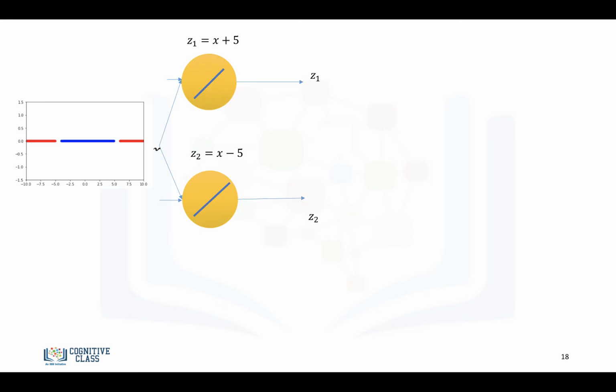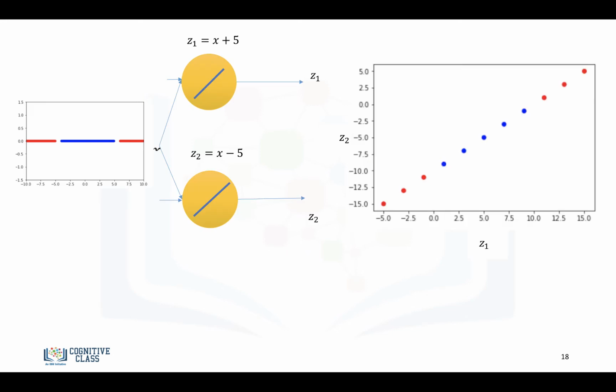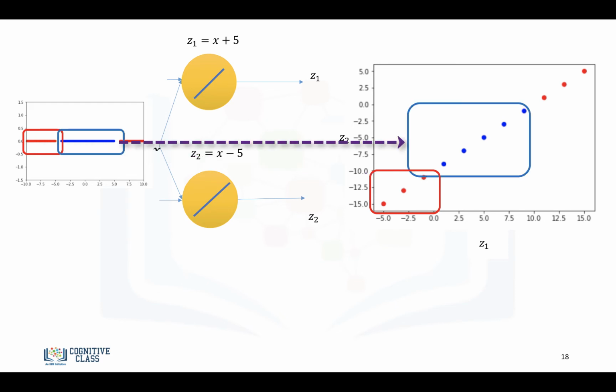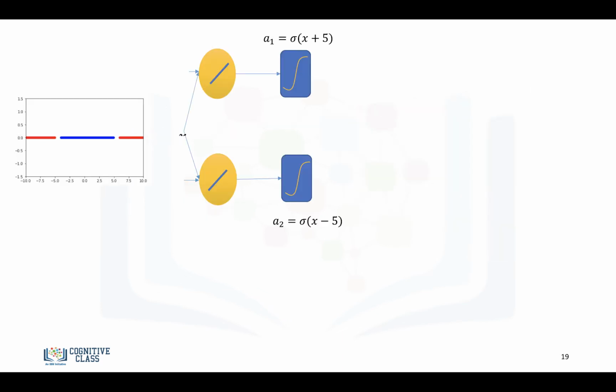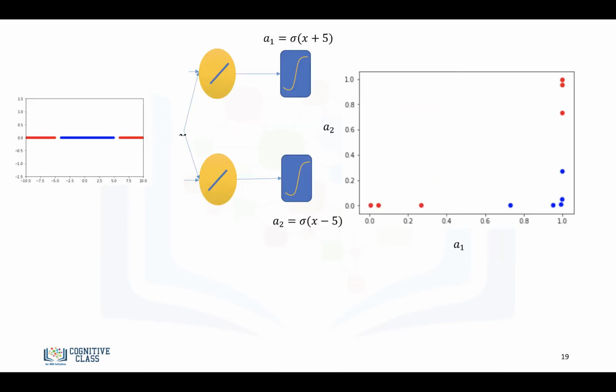So let's see the output of the linear units. So we have the linear units, and we'll map it to Z1 and Z2, and we can plot them out in the 2D plane. And these points in the 1D plane get mapped to these points in the 2D plane. These points in the 1D plane get mapped to these points, and finally these points get mapped to these points in the 2D plane. Something really interesting happens when we apply an activation function to it, and we get something that looks like this.